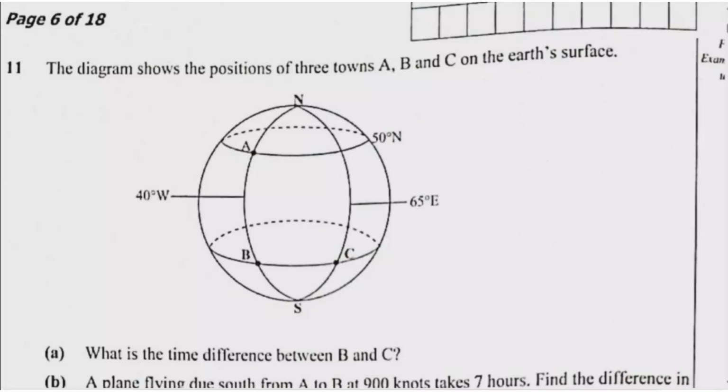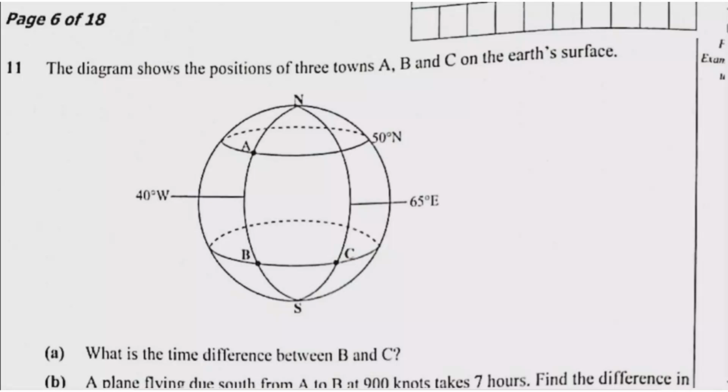We come to question 11, which is as follows. The diagram shows the positions of 3 towns A, B, and C on the Earth's surface. So you can take time and study the diagram. Once we have studied the diagram, then we can go ahead and answer the questions.